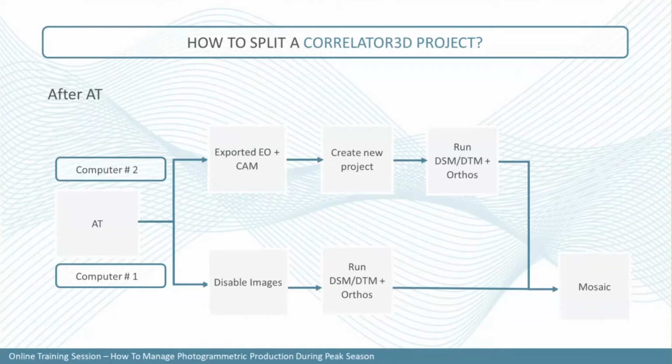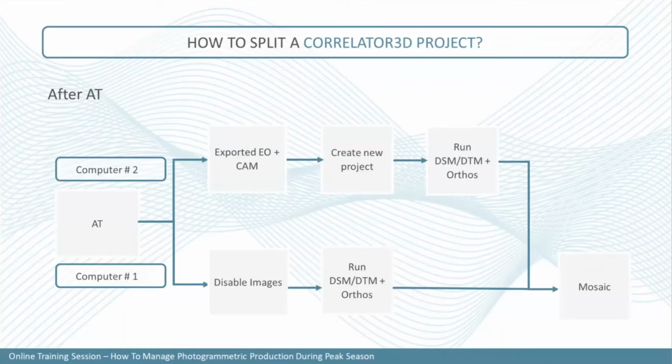Then, if you want to split after the aerial triangulation, what you can do is take the AT results, then export the camera file and the EO parameters. And if you have access to two different licenses, you can use the exported EO and camera file, which are your AT results, to create one project on one computer.